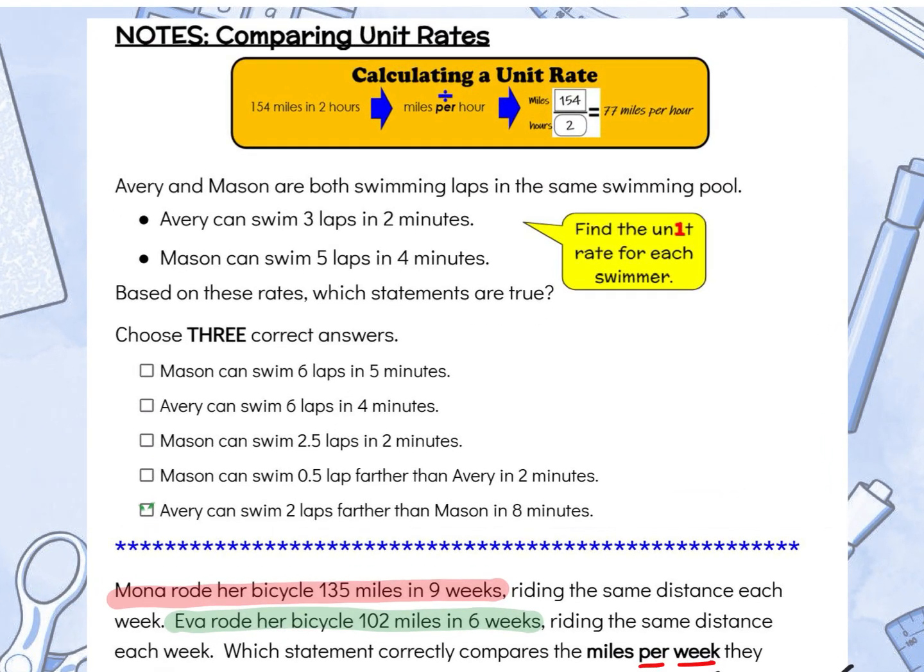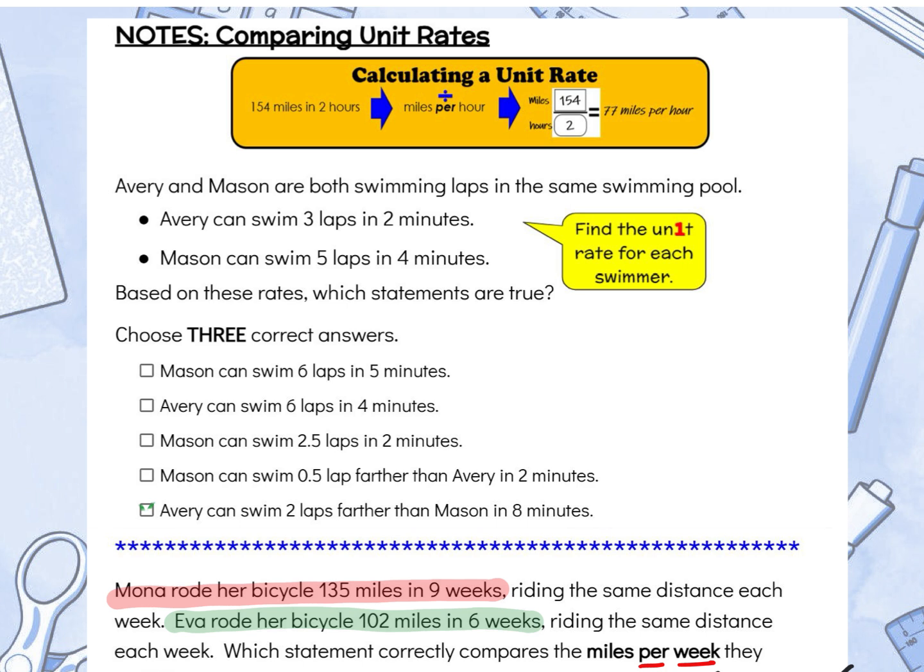Avery and Mason are both swimming laps in the same swimming pool. Avery can swim 3 laps in 2 minutes. Mason can swim 5 laps in 4 minutes. Based on these rates, which statements are true? Choose 3 correct answers. Okay?